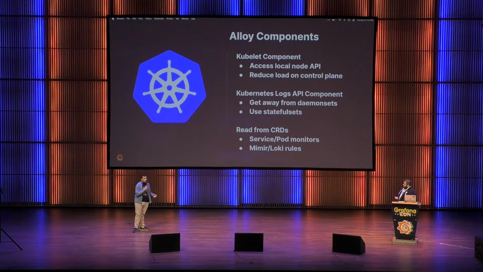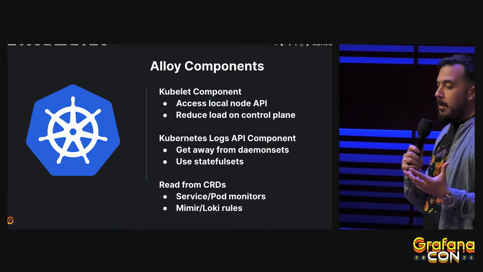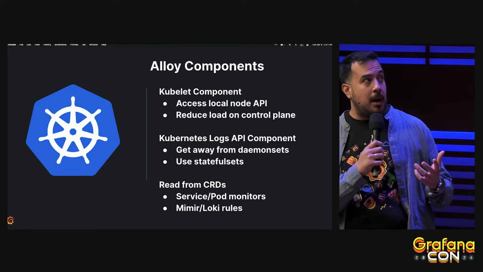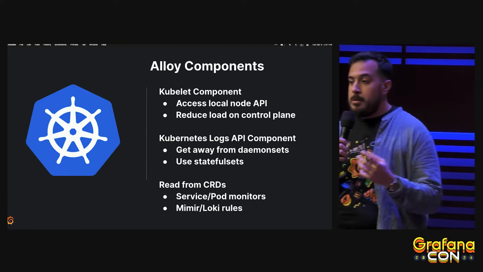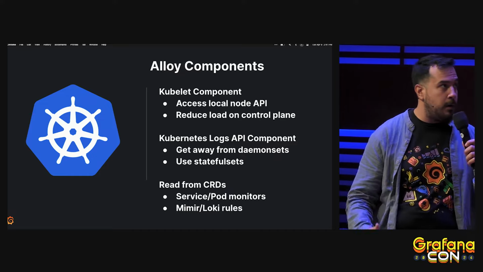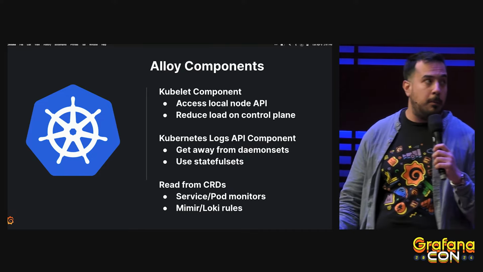And similarly, from our years of experience of running telemetry collectors at scale, for example, in very churny or very big Kubernetes clusters, we have some components to deal with stuff like that. So we saw that service discovery can really impact the Kubernetes API. So we have a kubelet component that can perform service discovery just from the local node to reduce the overall load on the control plane.